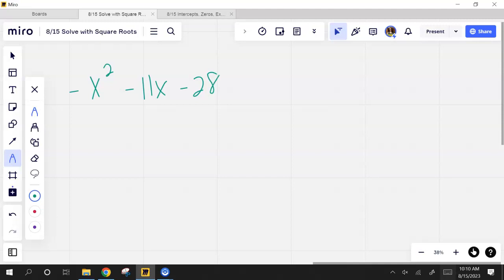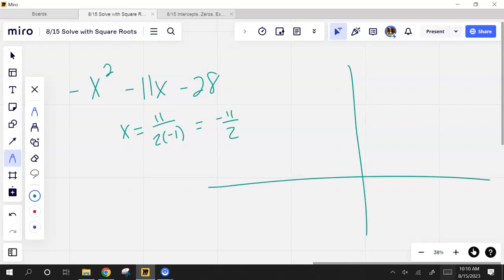So again with the vertex, I'm going to do x equals opposite b over 2a. And again, this is one I would never solve by graphing. The reason being, if I'm going to have to use my calculator anyway to plug in this nasty fraction, I might as well use my calculator to find the zero. And that's what I'm going to show you soon enough.